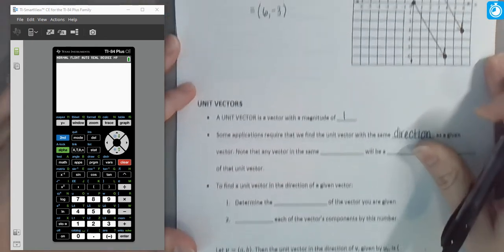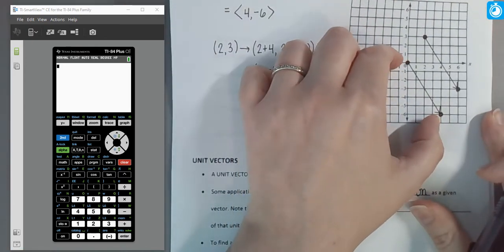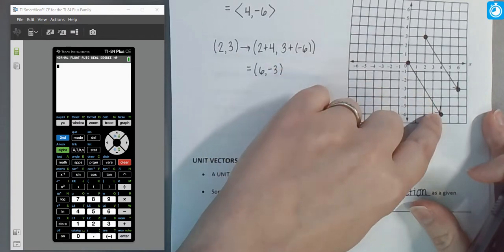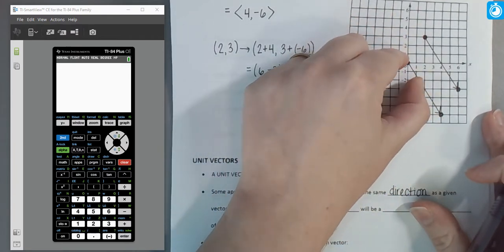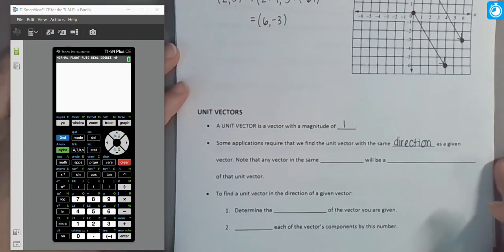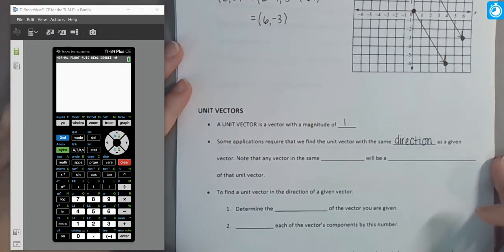So in other words, this particular vector has a specific length. Its length is not 1. Depending upon the situation, we may be interested in finding a vector that's pointing in the same direction but only has a length of 1 unit rather than this full length. So a unit vector in the same direction as another vector.